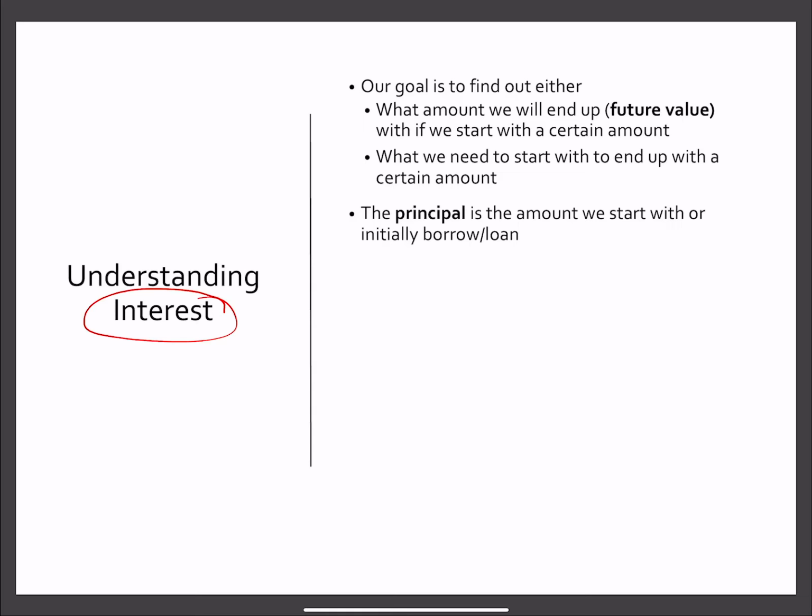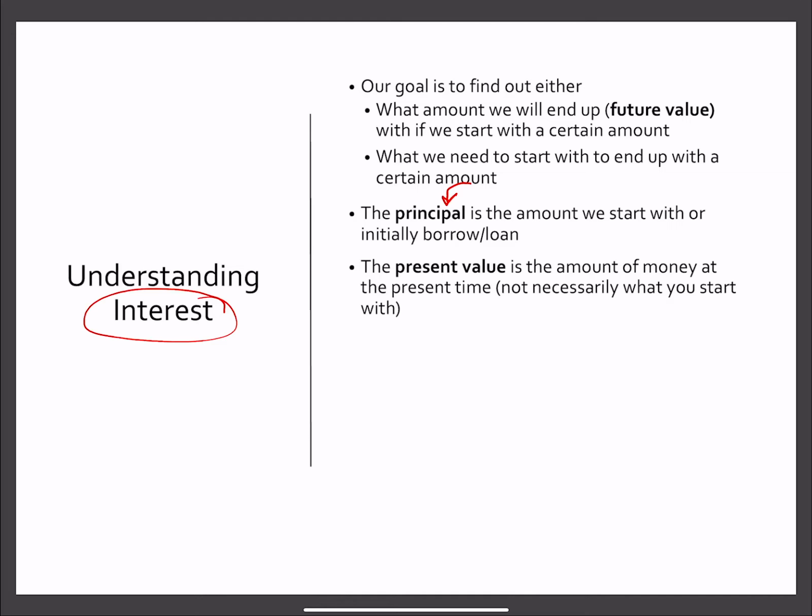So whenever we're talking loans and interest, the amount that we start with, or the amount that we start by borrowing, or the amount that we loan initially, is the principal. So in the example I gave just a couple of minutes ago, where I loaned Camille $1,000, the $1,000 that I loaned Camille, that is the principal, right? So the principal is what you start with. The present value is the amount of money at a certain point in time, right? If you're talking about right now and you haven't started anything, then the present value is just whatever you're starting with. But it doesn't necessarily have to be what you start with.